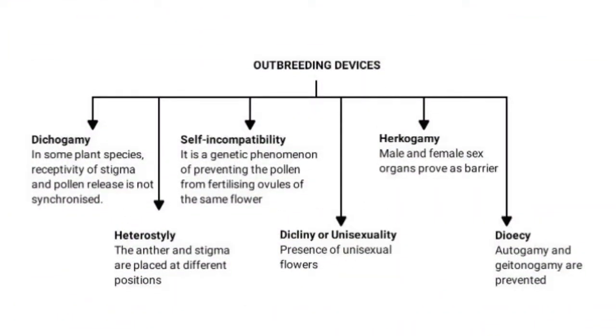The fourth one is what? Diclany or unisexuality. It effectively prevents self-pollination. It is the presence of unisexual flowers in plants that prevents autogamy but not geitonogamy. Here you can take the example of maize. The fifth one is what? Hercogamy. Hercogamy is seen in orchids, where the male or female sex organs themselves act as a barrier to prevent self-pollination by some structural arrangements. And the last one is diecy. In this, both autogamy and geitonogamy are prevented in species like papaya, where male and female flowers are present on different plants, that is, each plant is either male or female.